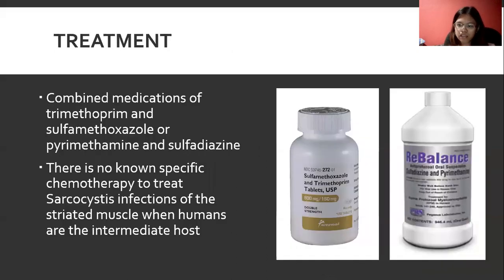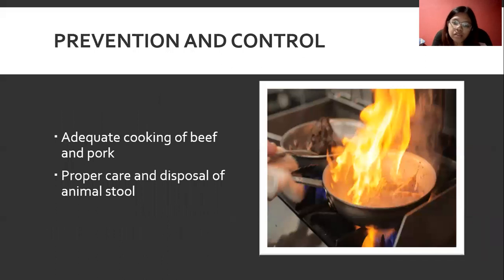Okay. Next po natin is the treatment. So, combined medications of trimethoprim and sulfamethoxazole or the combination of pyrimethamine and sulfadiazine. So, unlike Isospora belli, there is no known specific chemotherapy to treat Sarcocystis infection of the striated muscle when humans are the intermediate host. Prevention and control: adequate cooking of beef and pork, and proper care and disposal of animal stool.